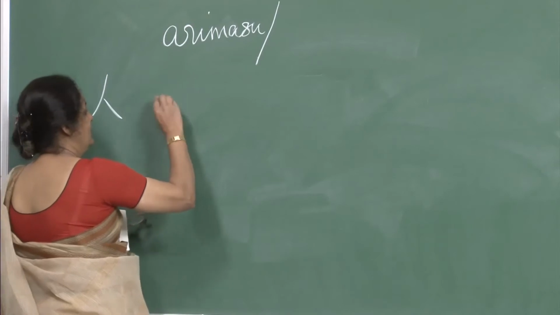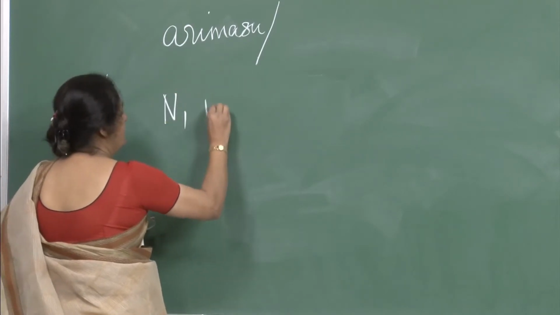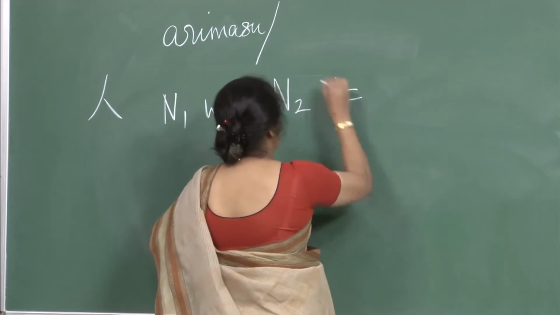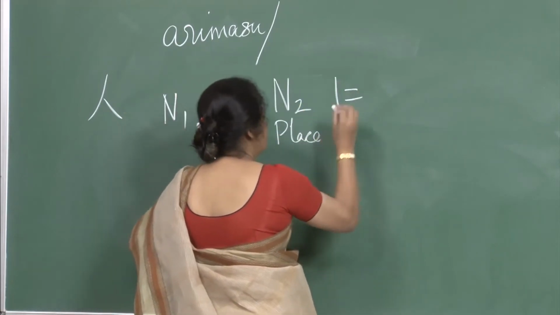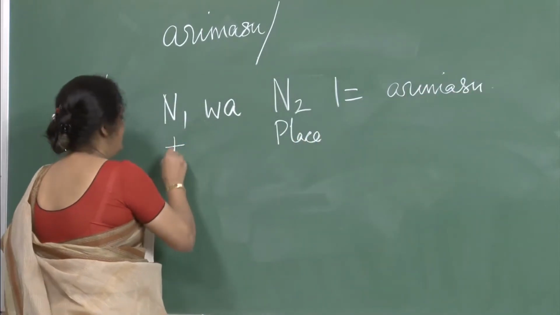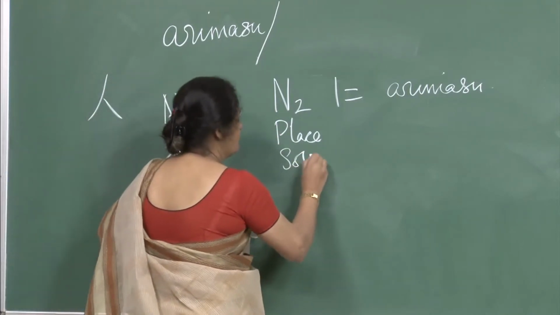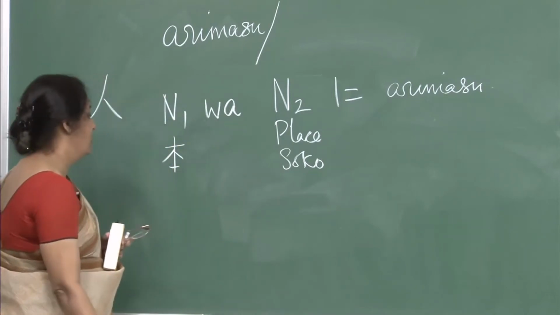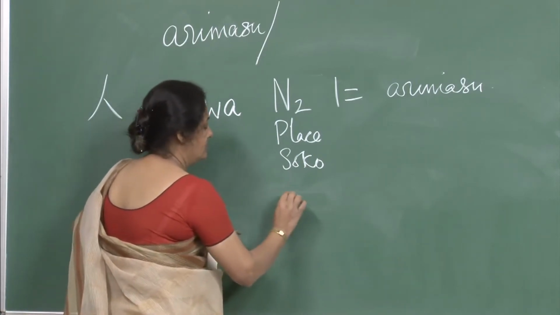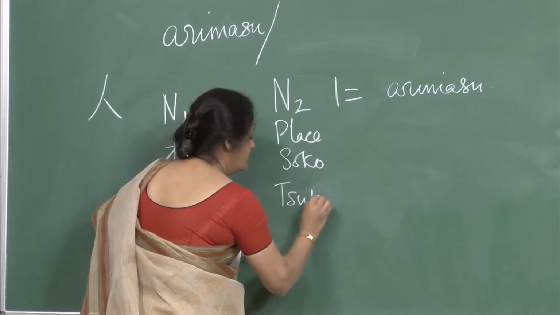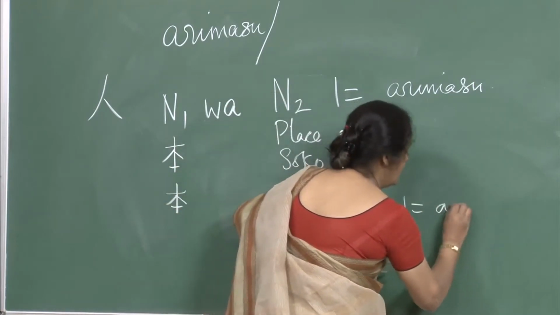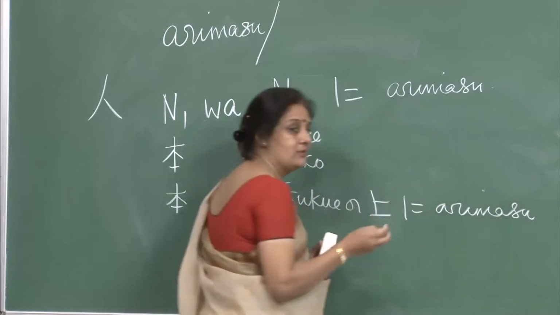So, well, noun 1 wa, noun 2 ni, or place ni, arimasu is what we did. Hon wa soko ni arimasu, or we did hon wa tsukue no ue ni arimasu. This is what we practiced last time.